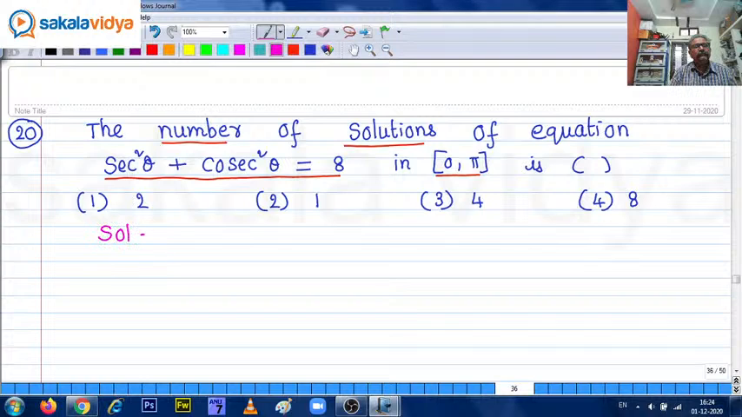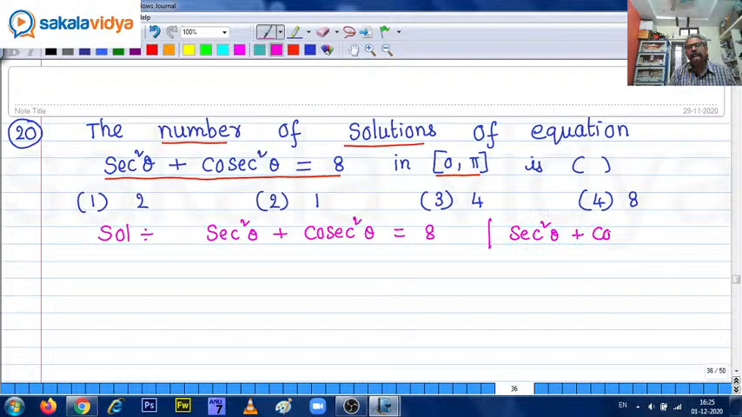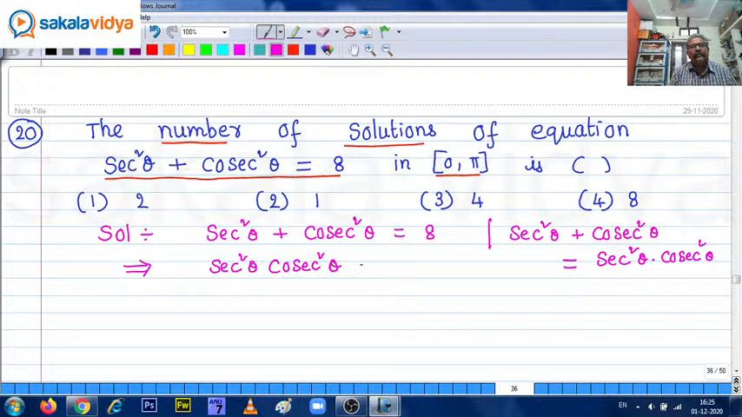First, secant square theta plus cosecant square theta equals 8. Very interesting factor: this can be written as the product of these two, secant square theta into cosecant square theta. If you are interested, you can prove it. In place of sec theta, substitute 1 by cos theta, and in place of cosec theta, substitute 1 by sin theta, and you will get the same thing. So secant square theta into cosecant square theta equals 8. This is 1 by sin square theta times 1 by cos square theta, so 1 upon sin square theta cos square theta equals 8.